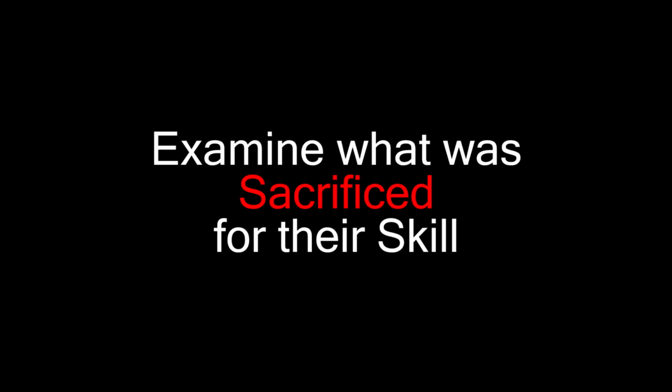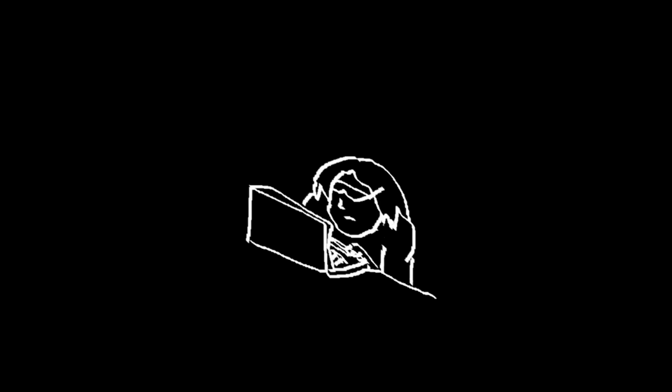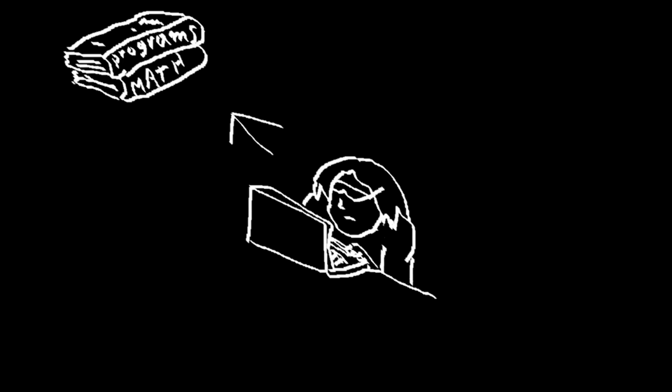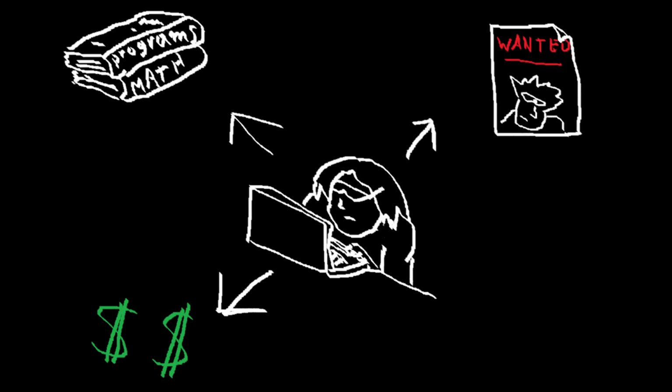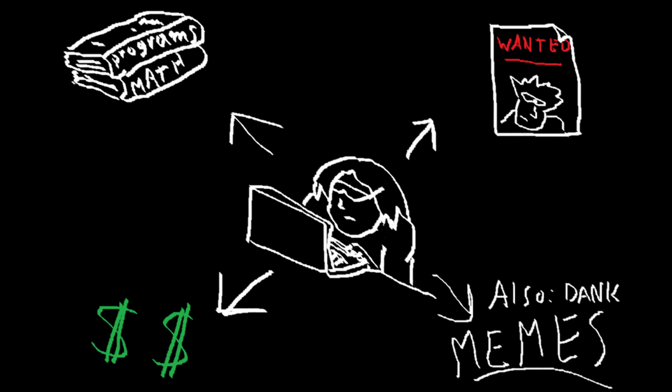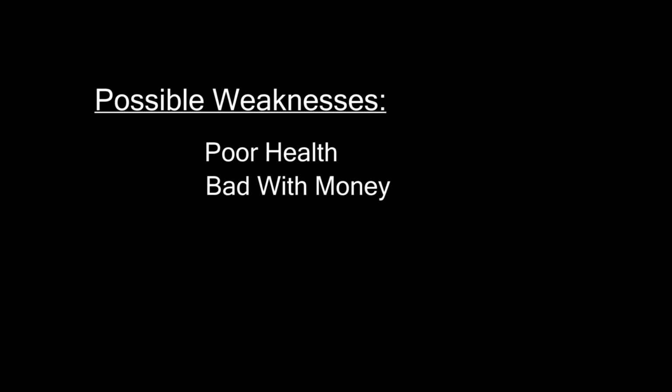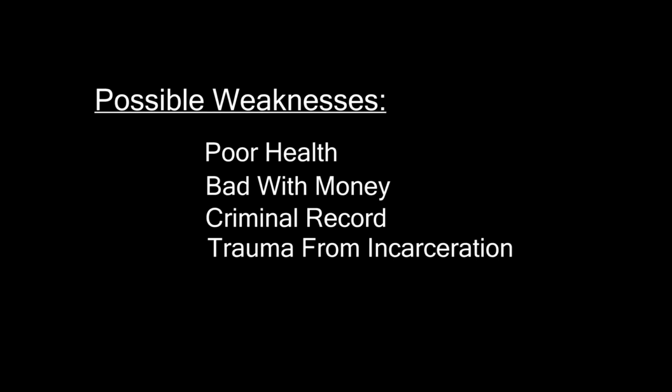First, examine what was sacrificed for their skill. In the example of an expert hacker, we have someone who probably spends a great amount of time in study over a computer. Probably spent a lot of money on expensive components and programs. Possibly got in trouble with the law for his activities. So we already have a list of possible weaknesses: poor health, bad at money, criminal record, trauma from incarceration.